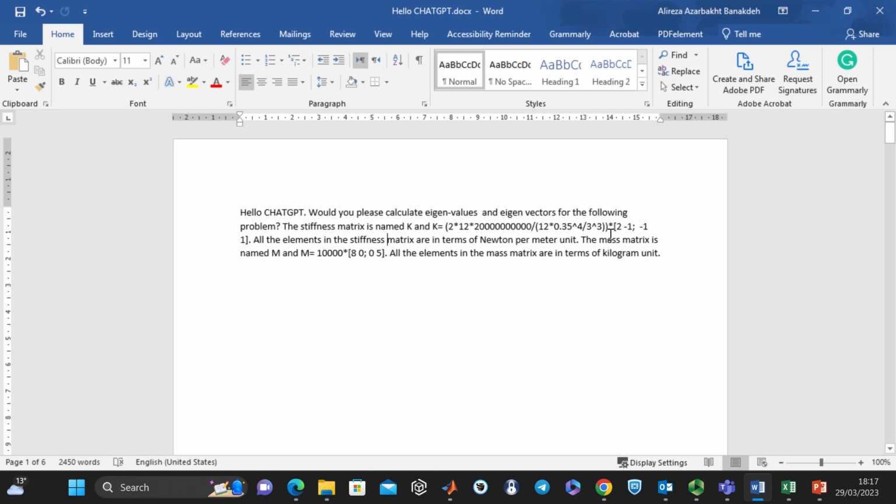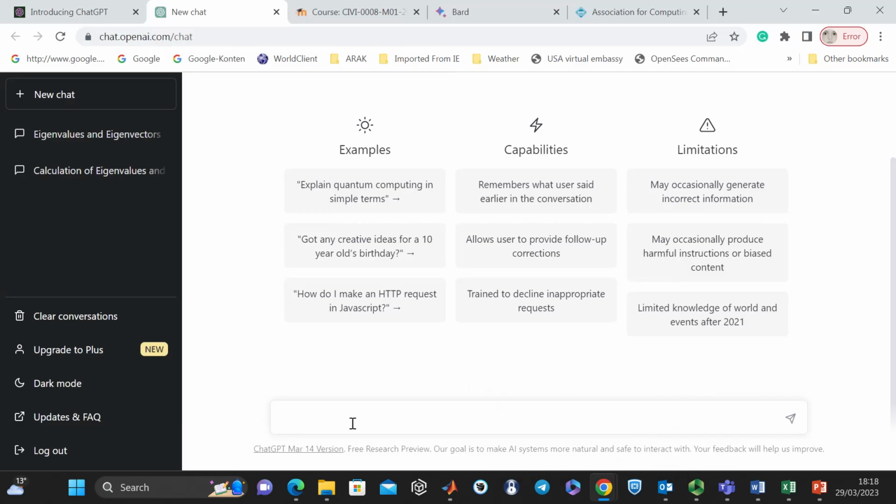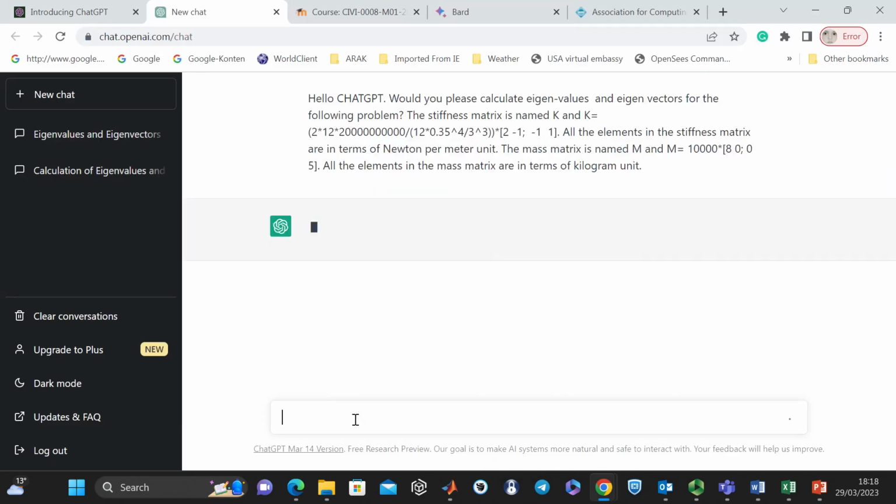You can see this is my stiffness matrix as I explained in the previous videos. All the elements in the stiffness matrix are in terms of Newton per meter unit, and the mass matrix is named M, and M is equal to this one. All the elements in the mass matrix are in terms of kilogram units. So what I do is just copy this into ChatGPT and press enter to see what happens.